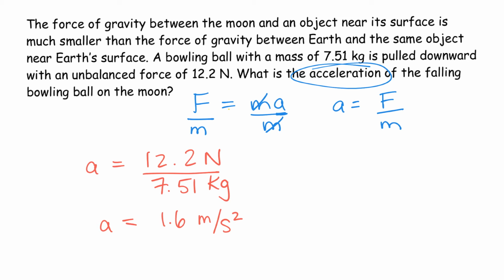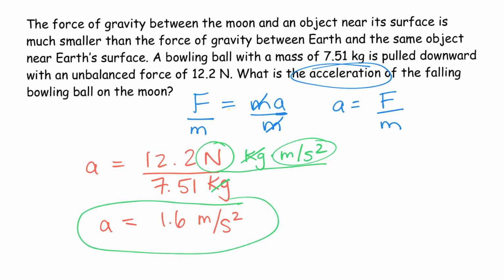Up here at the top, I'm going to change colors to show this. Since a newton is the same thing as a kilogram meter per second squared, the kilograms are actually canceling, leaving me meters per second squared as my unit, which is the correct unit for acceleration.